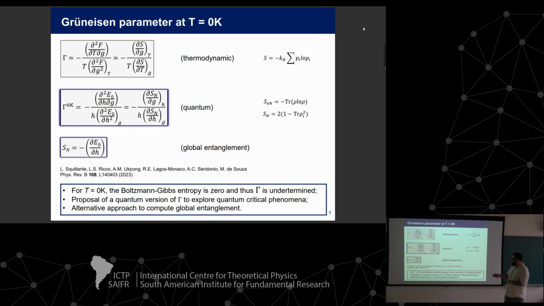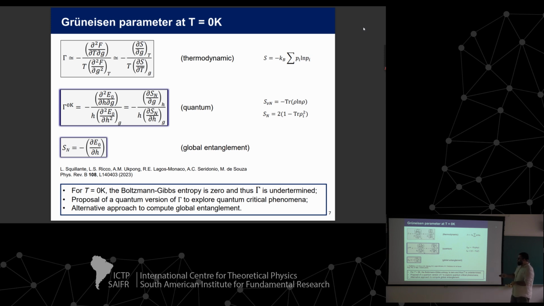So we made this proposal of this parameter, and we also made an alternative approach to compute global entanglement. You can have single-site entanglement, how one spin is entangled to the others, and you can have global entanglement, how every spin is correlated with one another. And this, of course, is very important for entanglement-based quantum computers, because you rely on entanglement. If they are more entangled, it's good for quantum computation, because you have resilience to noise and all other stuff that can affect your quantum computation.